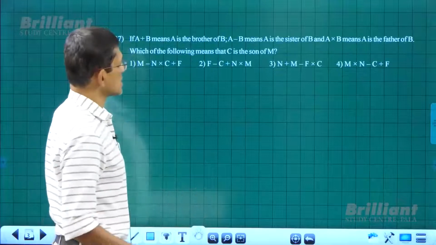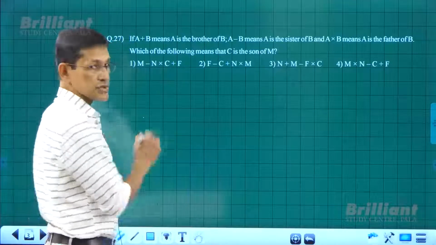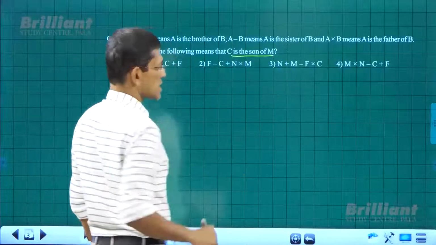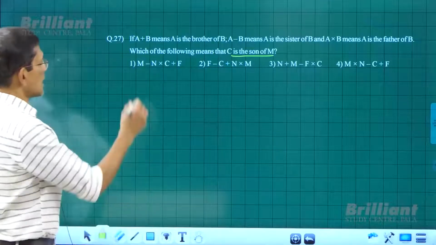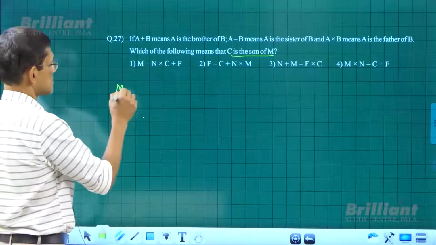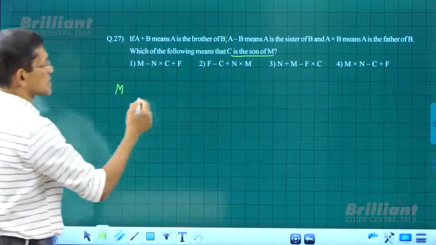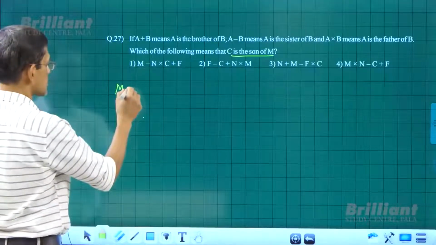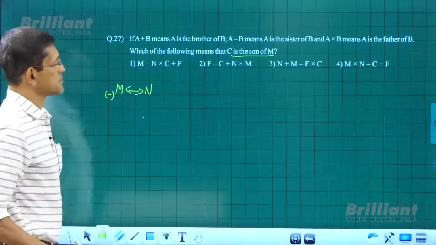A plus B means A is the brother of B. So ultimately, what kind of question are we looking for? Which of the following means C is the son of M? C must be the son of M. Okay, so let's try the answer choices. M minus N. Minus means A is the sister of B. So M minus N means M is the sister of N.